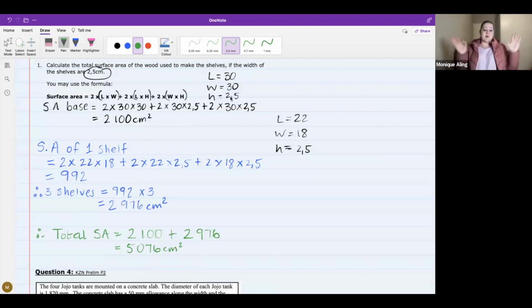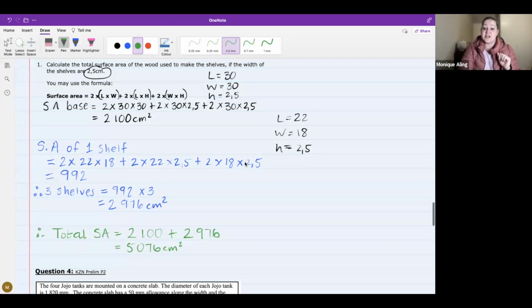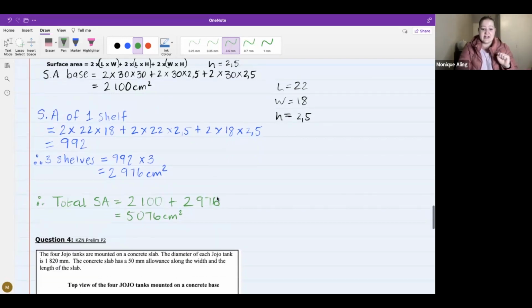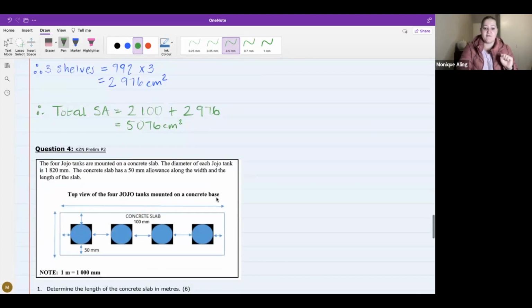Okay, well done. There was quite a lot involved in that question, but that's basically surface area, working out the area of every single side and then adding it all together. Depends on how many things you need to work out the surface area for. And again, you can see the formula was given to you. Okay, you guys handled that well. If you have any questions, let me know in the chat. But it seems like for the most part, we did understand it. Let's move on to question 4.